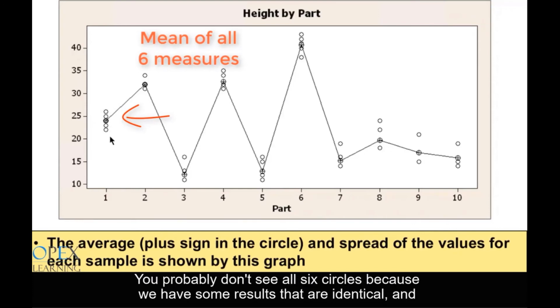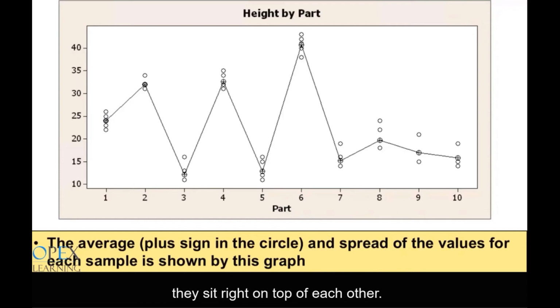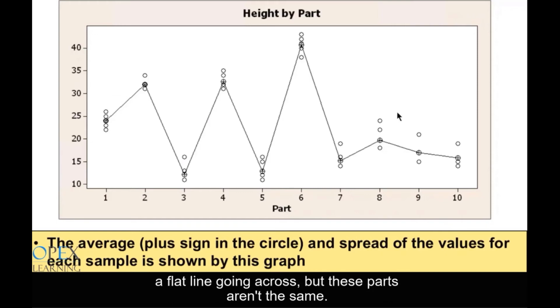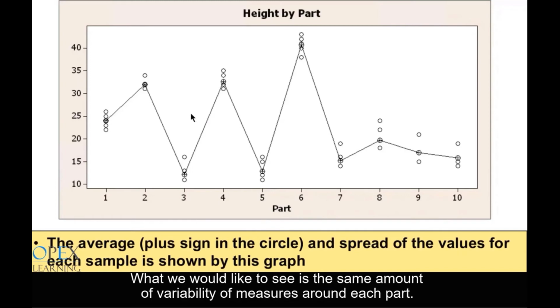You probably don't see all 6 circles because we have some results that are identical and they sit right on top of each other. If all of the parts were identical, we would expect the means to all be the same and see a flat line going across. But these parts aren't the same. What we would like to see is the same amount of variability of measures around each part.